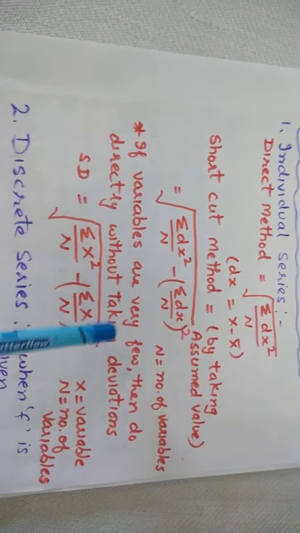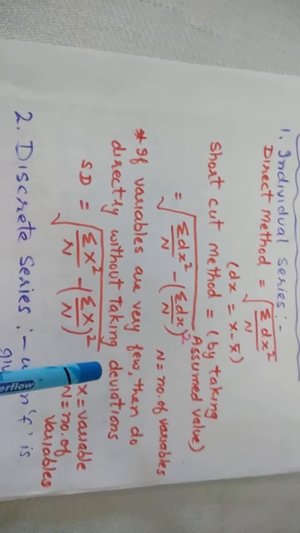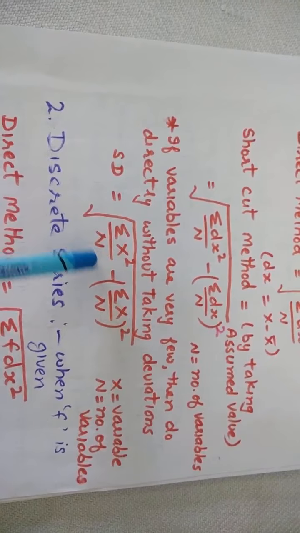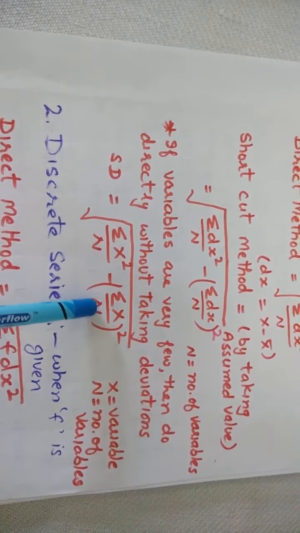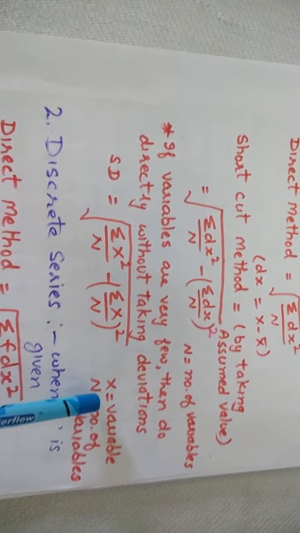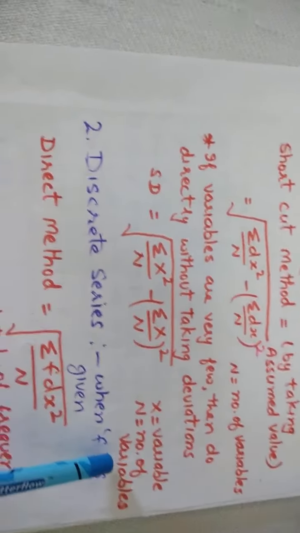If variables are very few, then do directly without taking deviation. Then standard deviation is summation x square over n minus summation x over n whole square, whole under root. Here capital X means variables, n is number of variables.